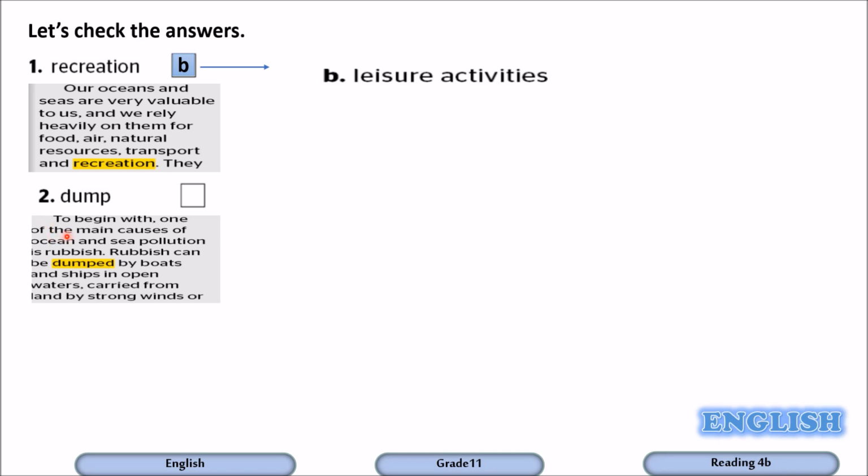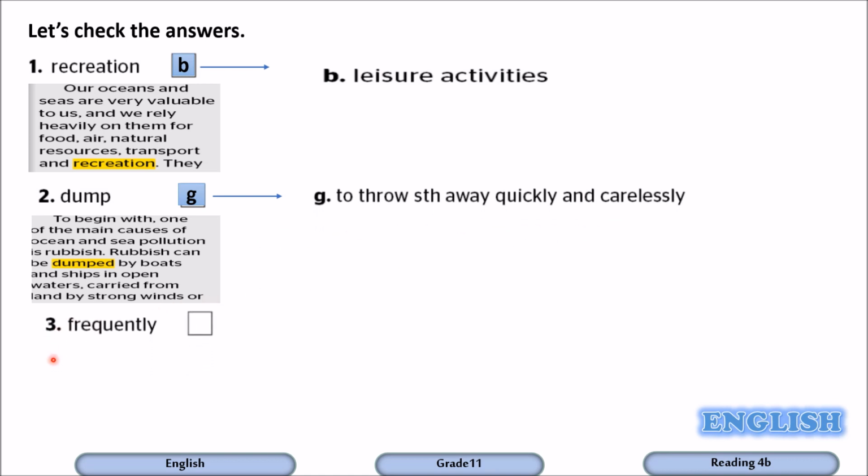So let's read the sentence. To begin with, one of the main causes of ocean and sea pollution is rubbish. Rubbish can be dumped by boats. What can rubbish be dumped by? Boats and ships in open waters, carried from land by strong winds. So we understand that dump means something or a waste that is thrown into a river or into the water. So it goes with G. And let's read the definition. The definition is to throw something away quickly and carelessly.